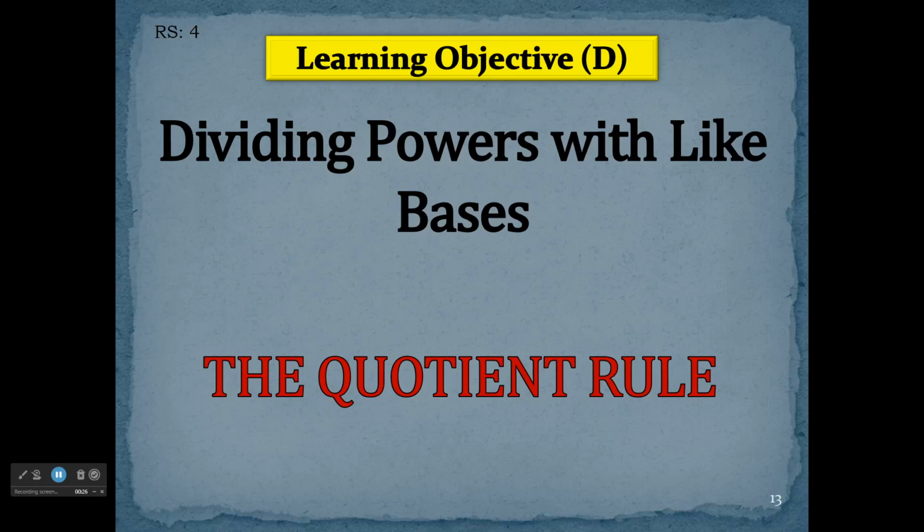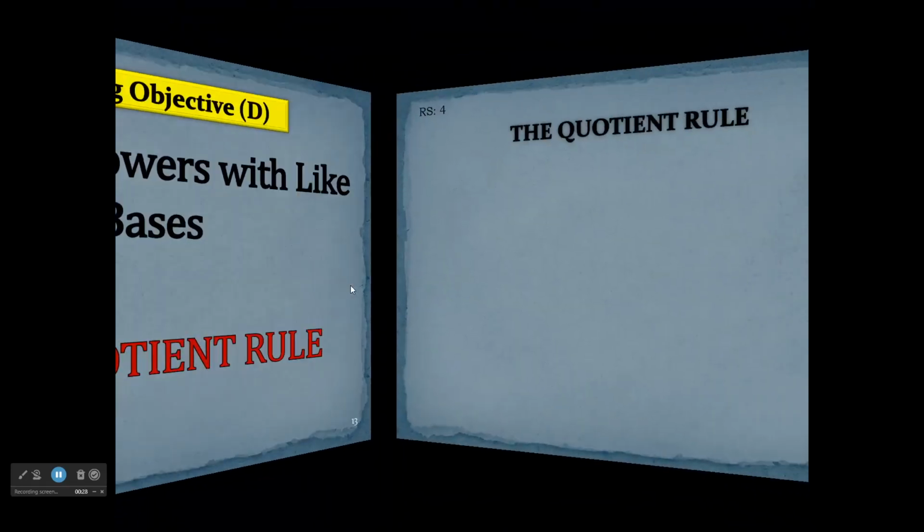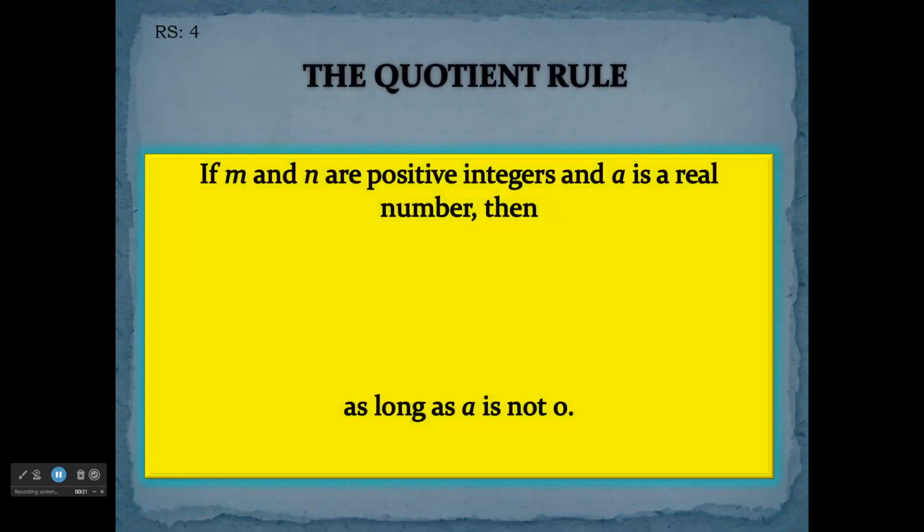Well, here's the technical definition of it. If m and n are positive integers and a is a real number, then a to the power of m divided by a to the power of n is equal to a to the m minus n, as long as a is not 0. Basically what this means is when you divide like bases, you will subtract your two exponents. Let's look at some examples.